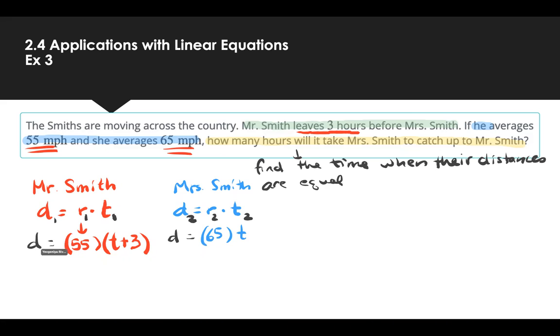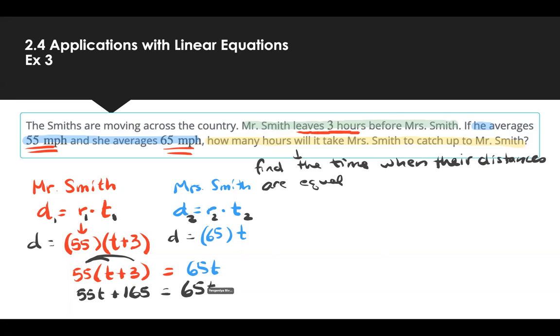So now I'm going to just rewrite them as D. And since they're equal to each other, the next thing that we can write is that 55 times t plus 3 is equal to 65 times t. And then we just go ahead and solve that. So I notice on the left-hand side that I can distribute my 55. And when I distribute that, I get 55t plus 55 times 3, which is 165. And I still have that equal to 65t.